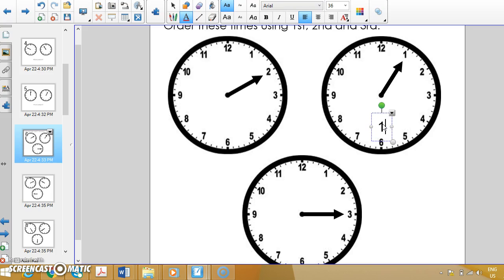Did you guess this one? This one would come first because it's 1 o'clock. What might come next? This one would come next because it says 2 o'clock. And which one would come third? It would be this one because it says 3 o'clock. So 1 o'clock, 2 o'clock, and 3 o'clock.